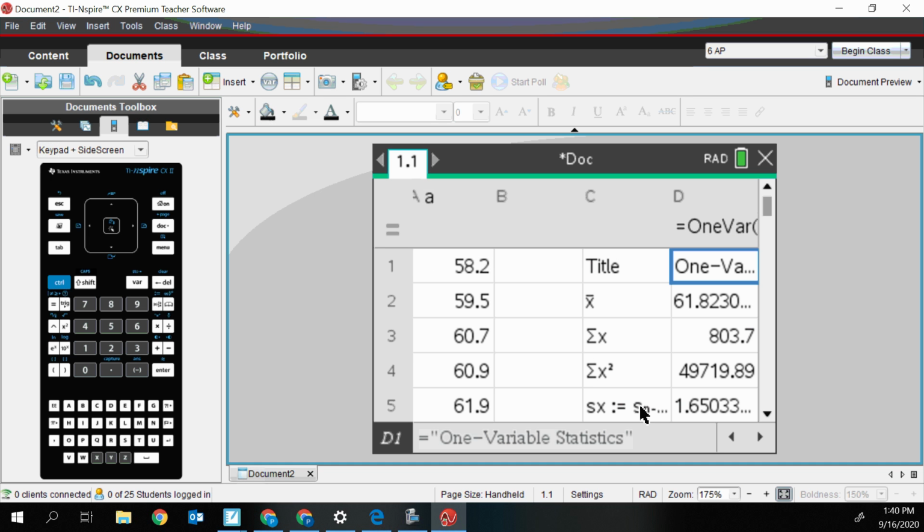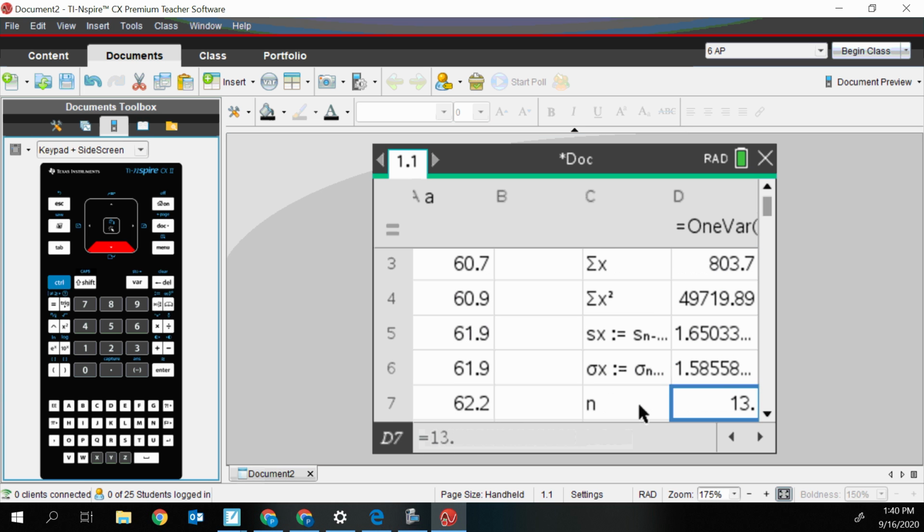So, if you look at page 17 in your packet, it points out to you which one is the mean and which one is the median. So the mean is at 61.82 or so.